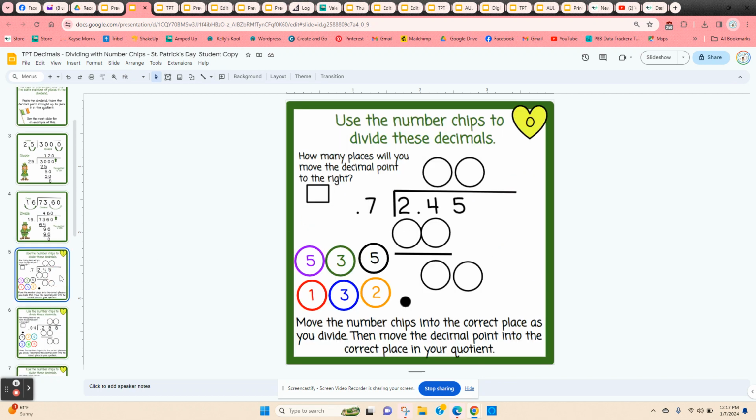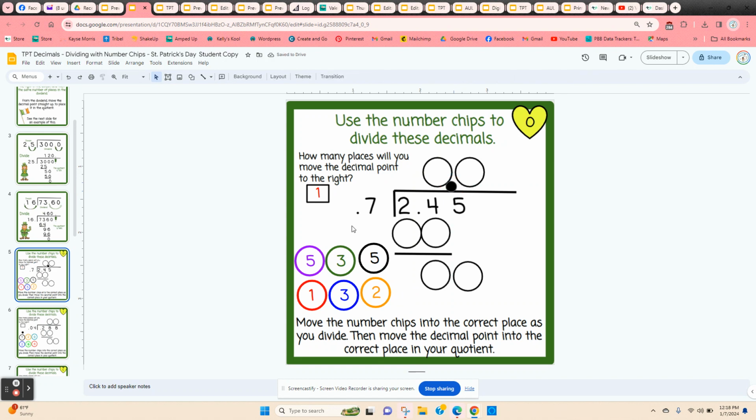So the first slide the students are going to work on is slide 5. And they've got these movable number chips. They're going to move them into the correct place in their division. The first thing it asks them is how many places are we going to move that decimal point to the right? And on this problem, just one place. That means in our dividend, we're also going to move that decimal point one place to the right. So that would place the decimal point in our answer right here.